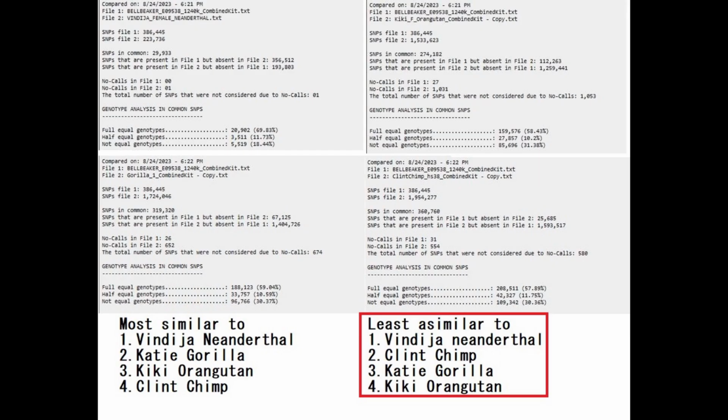And this is his DNA compared with other archaic or non-human raw DNA files, just because why not? He's least similar to Vindija Neanderthal, followed by Clint the chimpanzee, followed by Katie the gorilla, followed by Kiki the orangutan. Now, you see on the left I have the most similar column, but that's the column you should disregard, because it actually doesn't mean as much as the least similar column. You have to pay attention to the not shared genotypes to really determine how closely related a certain group is.